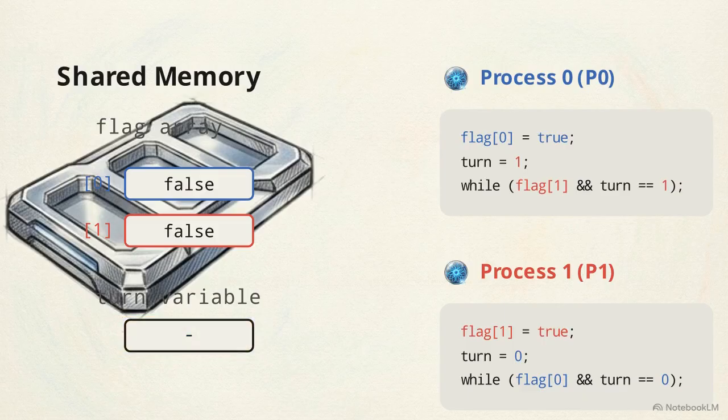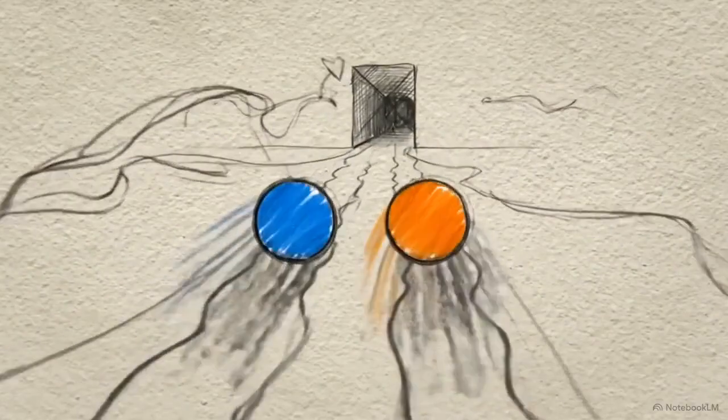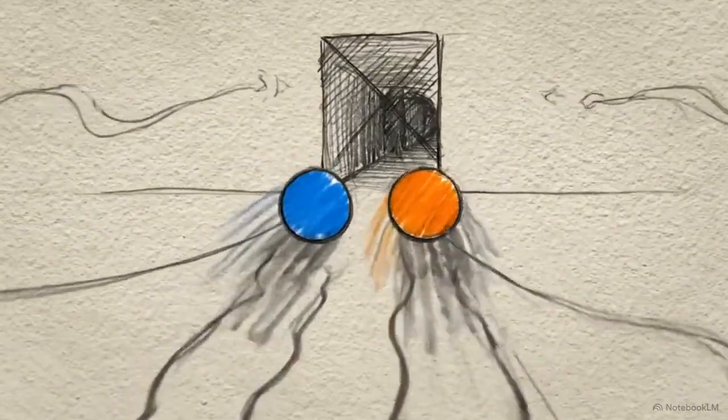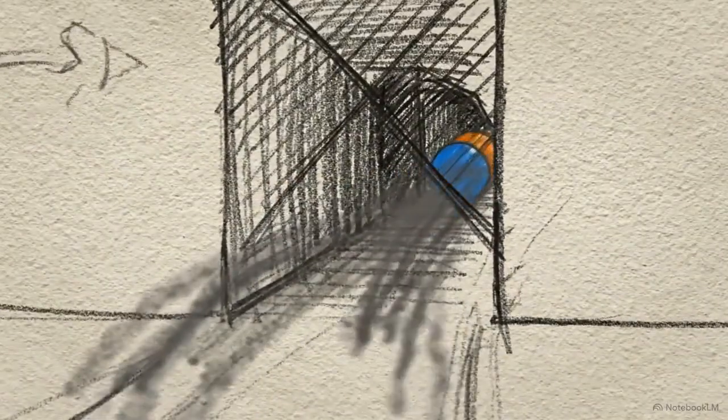The second variable is a single integer called turn. While the flag array tracks desire, the turn variable dictates priority. It acts as the ultimate tiebreaker if both processes express their intent to enter at the exact same time. Looking at the code for process 0, the very first step in the entry section is to assert intent by raising its flag to true. Immediately after demanding access, the process voluntarily yields priority by setting the turn variable to the other process. This combination, aggressively declaring intent while immediately yielding priority, is the structural genius that prevents deadlocks.